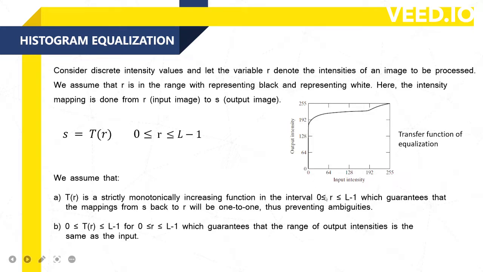and the range of the input intensity values is between 0 and L minus 1. Here L refers to the maximum intensity value of our image. Moreover, we need to make sure that the output values lie between 0 and L minus 1. We take the transfer function as monotonically increasing so that the relation between input and output is a one-to-one relation.